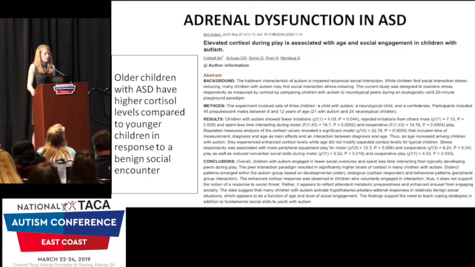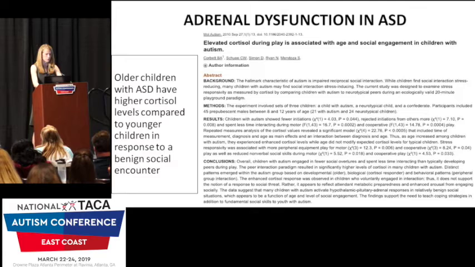Here, this one looked at different ages in association with cortisol. And what they found was that older children with ASD had higher cortisol levels compared to the younger children in response to a benign social encounter. So you can see that with our older teenagers. They constantly seem to be in that fight or flight response, and they just have more of that cortisol being excreted, and that's what this study showed.